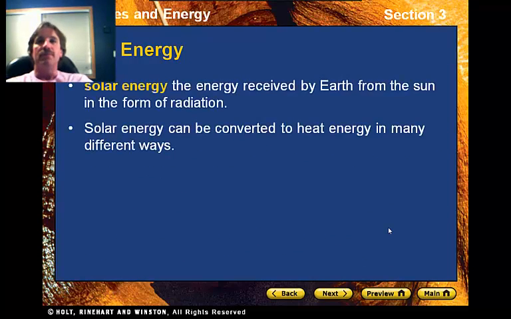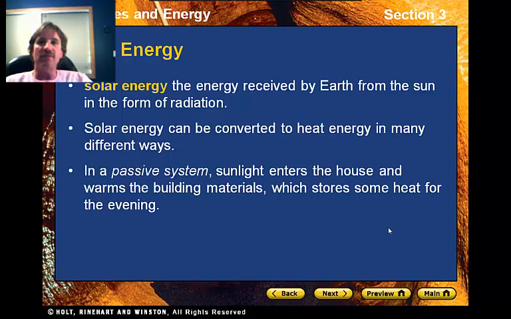Solar energy. This is energy received by Earth from the sun in the form of radiation. Solar energy can be converted to heat in many ways. If you talk about a passive system, it means sunlight enters the house, warms the building, stores heat for the evening, okay? So that's like when you're sitting in your car and the sun's shining through the car window. That's passive. You're not doing anything to collect that sun, but the energy is coming into the car and heating up your car, or heating up a building, or if you have the windows open, heating up through the window.